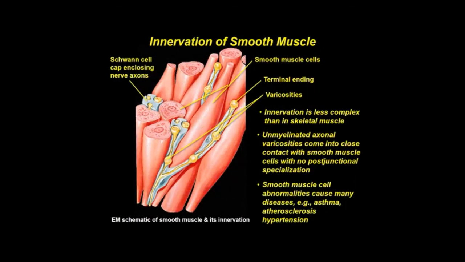Unlike skeletal muscle fibers, smooth muscle cells have a different, less complex innervation. Unmyelinated, vesicle-containing axonal varicosities of the autonomic nervous system come into close contact with the sarcolemma of a smooth muscle cell. There are no post-junctional specializations. Abnormalities of smooth muscle are major causes of diseases such as asthma, atherosclerosis, and hypertension.